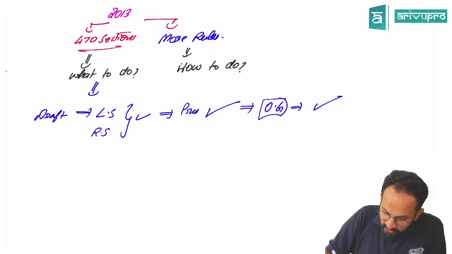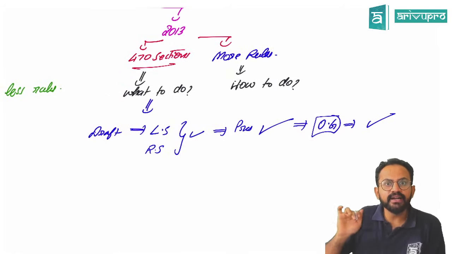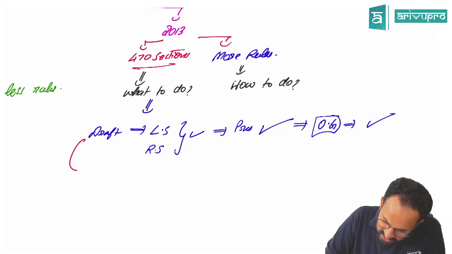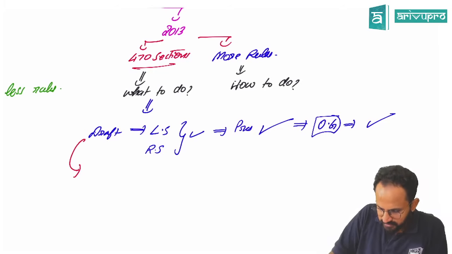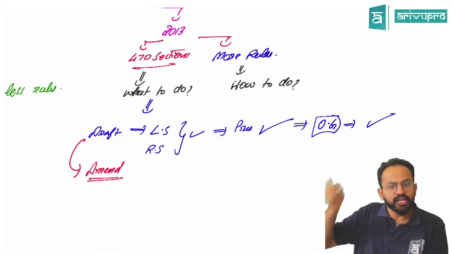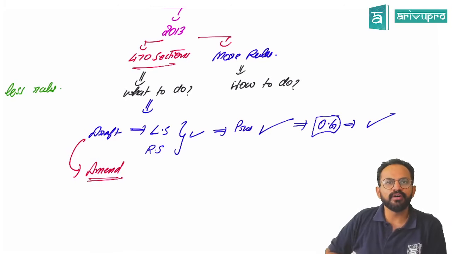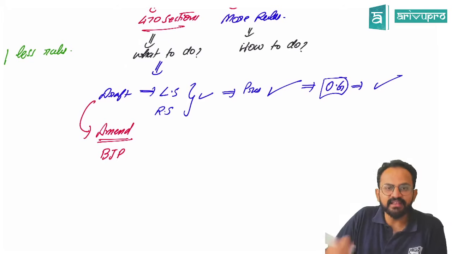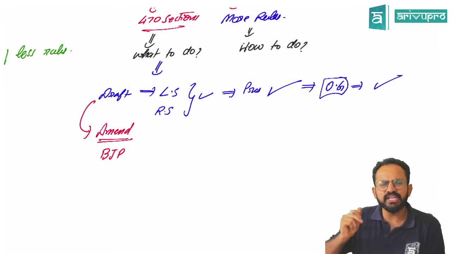If at all a law has to be amended, anything in a section has to be amended, again the same procedure is to be followed. Meaning what? Assume BJP wants to amend anything. There is a word which they need to change.